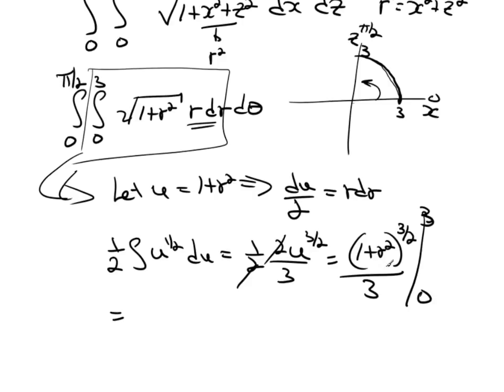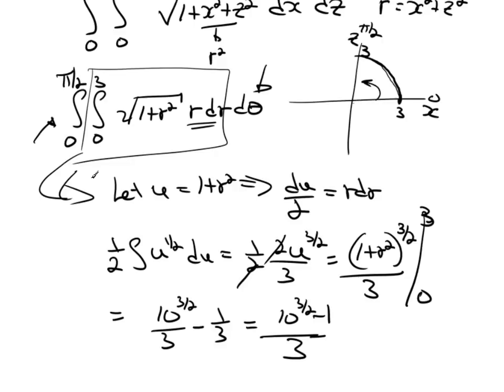At 3, that's going to be 10 to the 3/2 over 3. At 0, it's just going to be a third, minus a third. So this is 10 to the 3/2 minus 1 over 3. And I need to complete this last integral, which is just a constant, so I'm just going to end up with this times pi over 2.